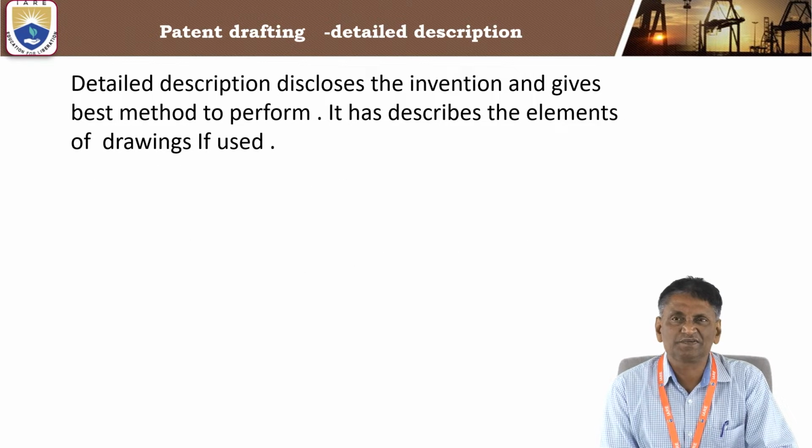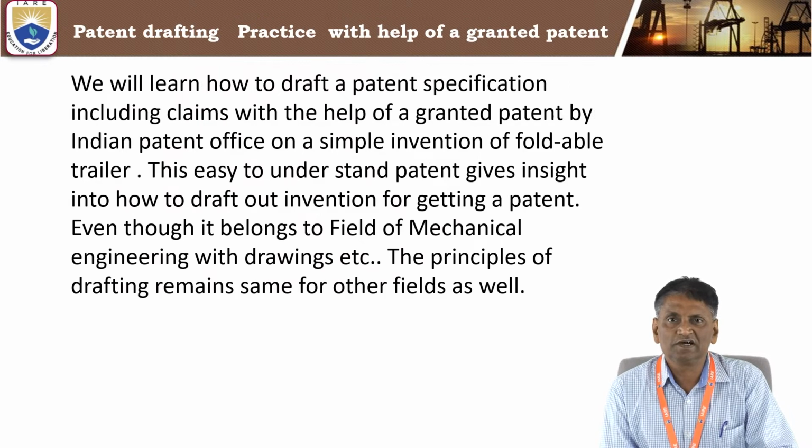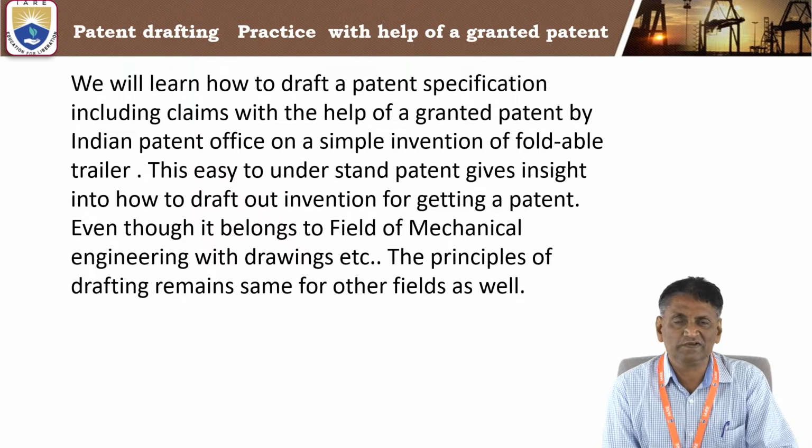Then the detailed description. The detailed description will completely describe your invention. And if necessary, if drawings are applicable, you have to give the drawings also in this section. Now we have known the elements of drafting. What are the elements? We know the title, the abstract, the drawing, the prior art, the detailed description of the invention. We also know the claims, and we also know about the best method of working.